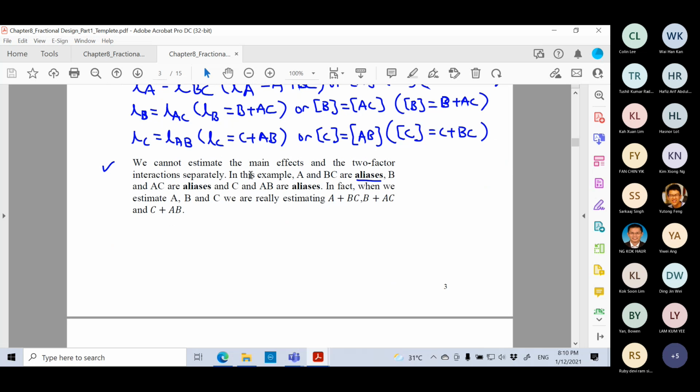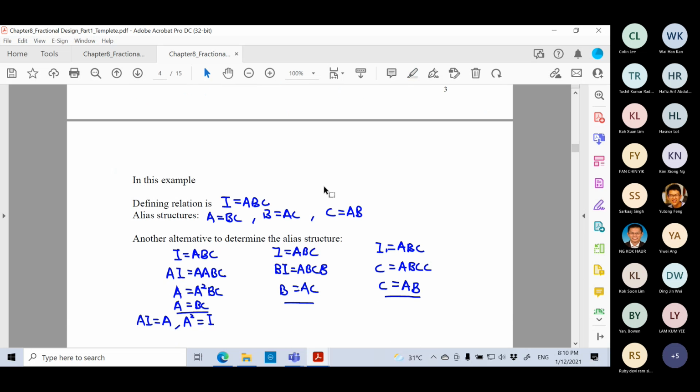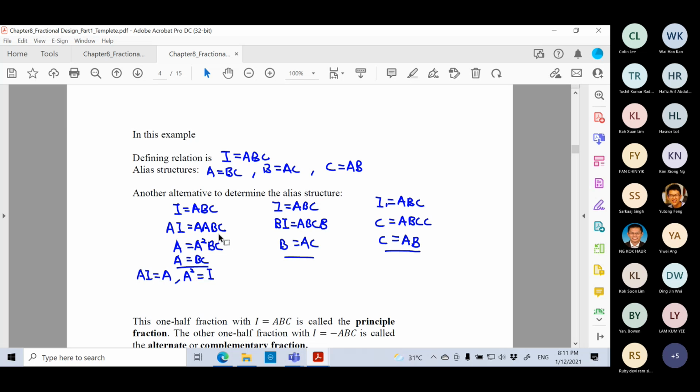Okay. So I have introduced to you the name alias. Then after that, I will also introduce the defining relation. To find the alias structure, you can start from the defining relation I equal to ABC. You just multiply by A to get A equal to BC, B equal to AC, and so on. Then you can get all the alias structure coming out. So A is equal to BC, B equal to AC, and C equal to AB. Okay, so these are what you can get from the alias structure.